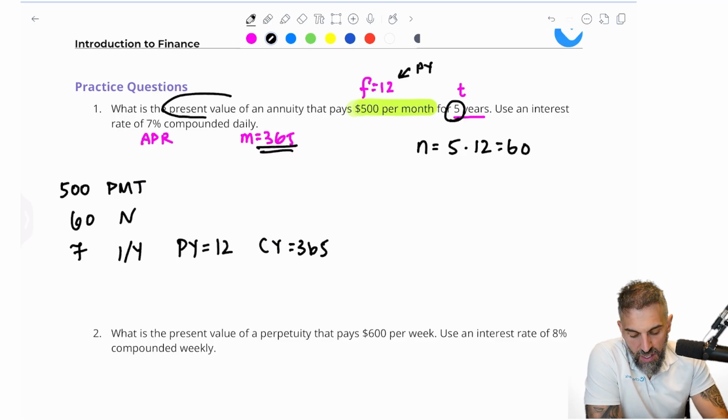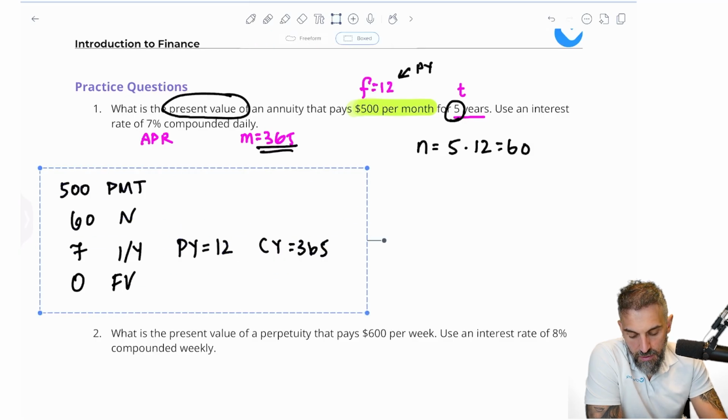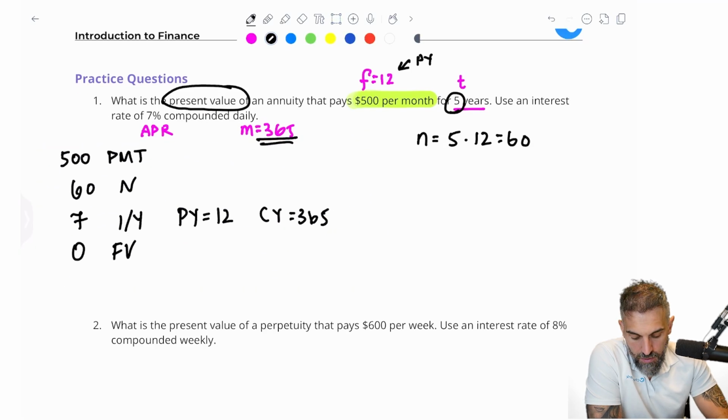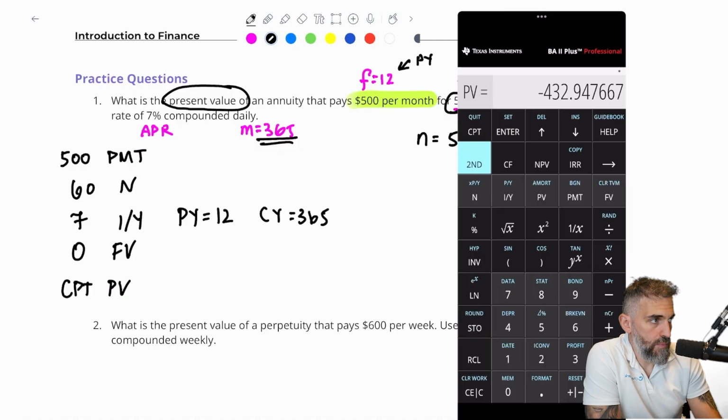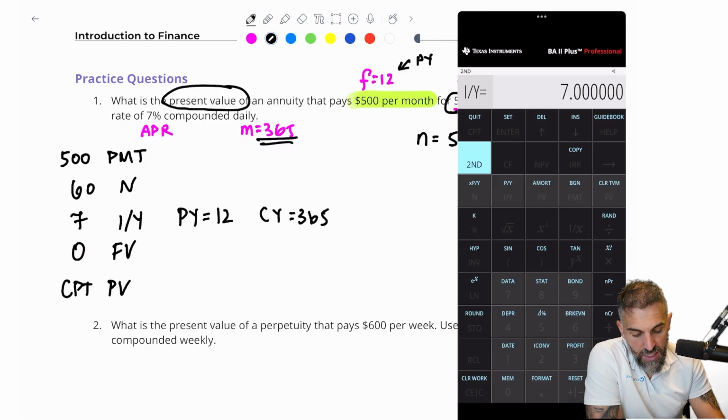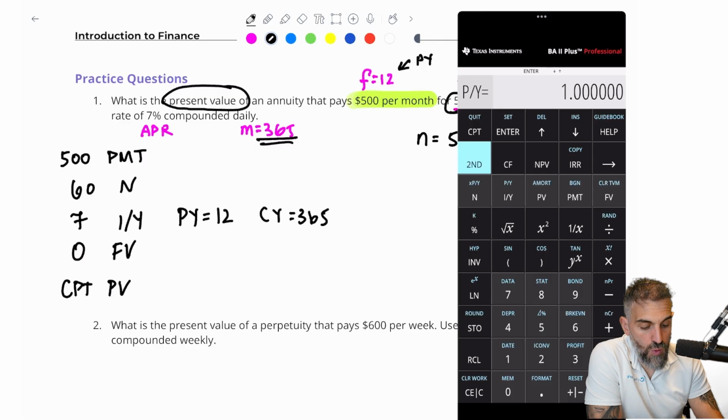We're looking for the present value. So you make your future value 0. And then you compute PV. Okay, let's go. $500 payment, 60 N, 7 IY, and then second IY, you want to set your PY to 12. So 12, enter, down, 365, enter. And then you just check that they're both correct. Good. Clear to get out.